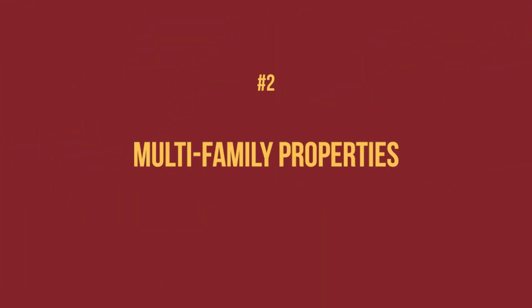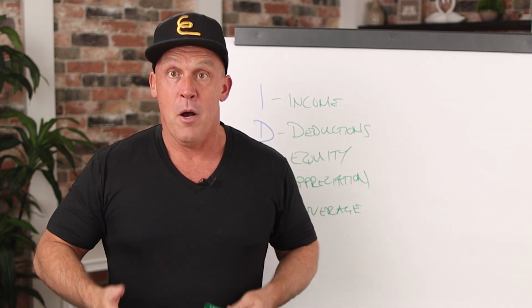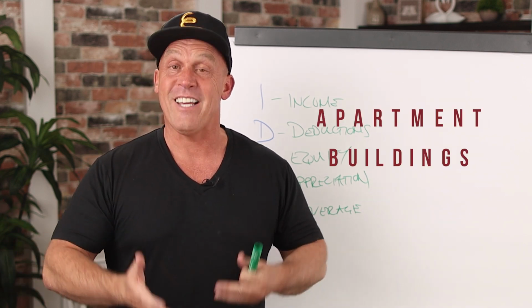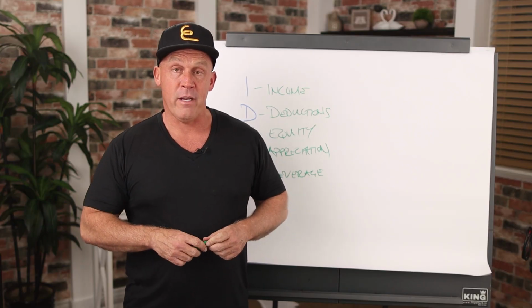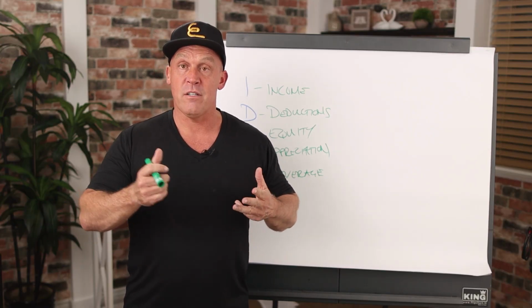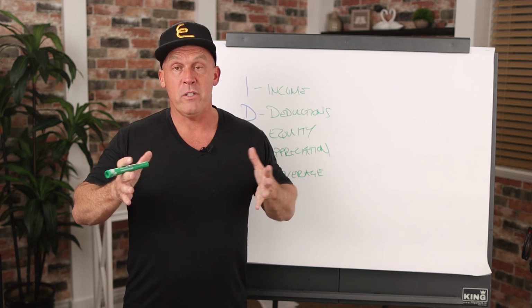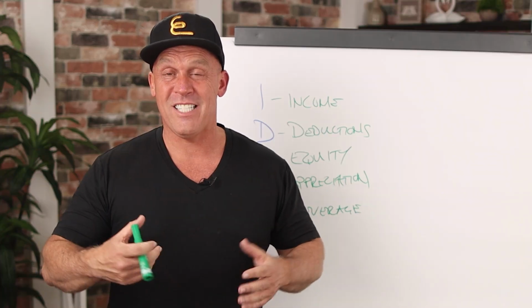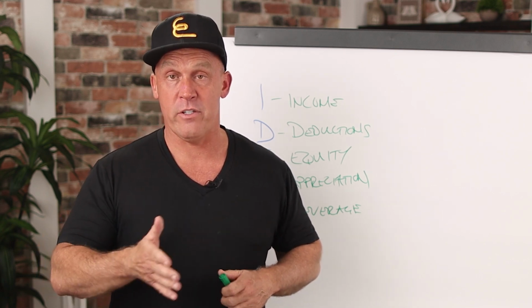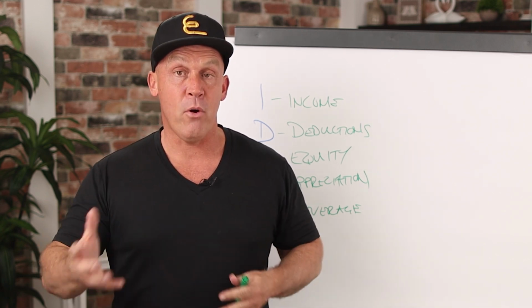So number 2 would be multifamily properties. And those are exactly what they sound like. Multiple families live in the building, like apartment buildings specifically is what I'm talking about. But you could look at this from a point of duplexes and threeplexes and fourplexes as well. These are multifamily properties, and these are great cash flow providers. And most of the time they're going to produce a greater cash flow than your single family home. But there's some pros and cons.